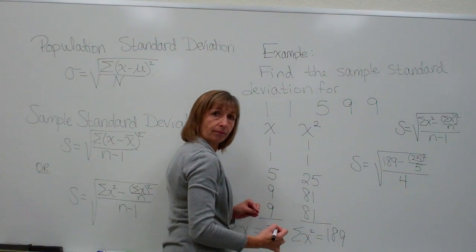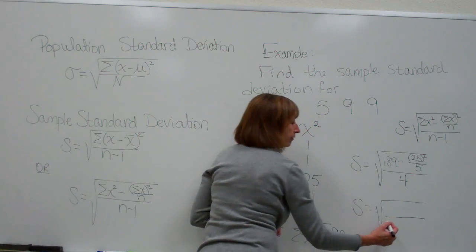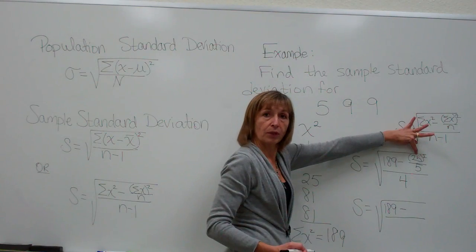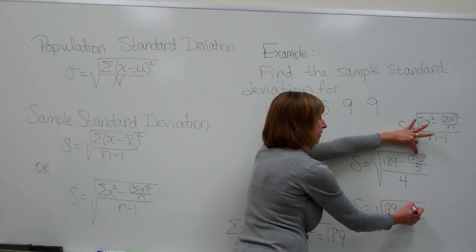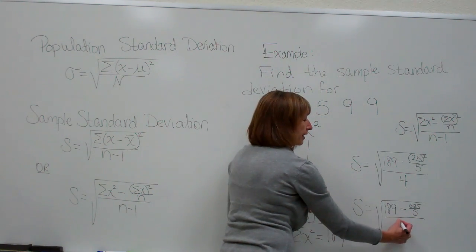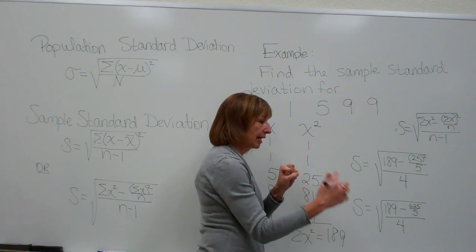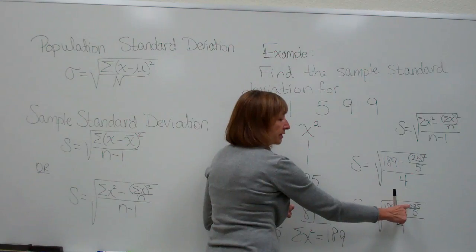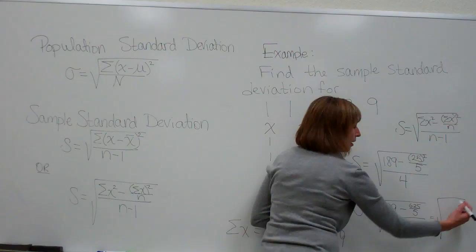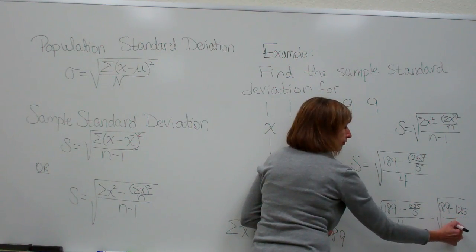Now we need to follow our order of operations. S is equal to the square root of 189, minus, I'm going to square 25. 25 squared is 625, and that's divided by 5 in a small fraction there. And the overall thing is divided by 4. Now I need to simplify my numerator, then do the division, and then take the square root. So 625 divided by 5 is 125. So I have the square root of 189 minus 125 all over 4.